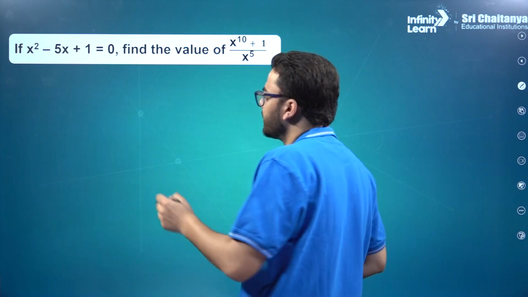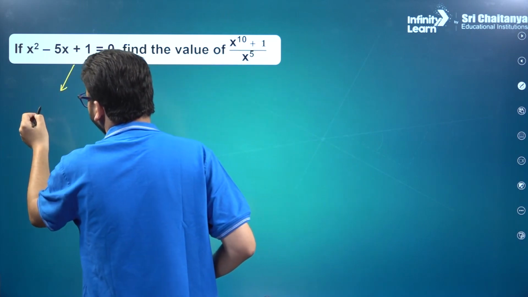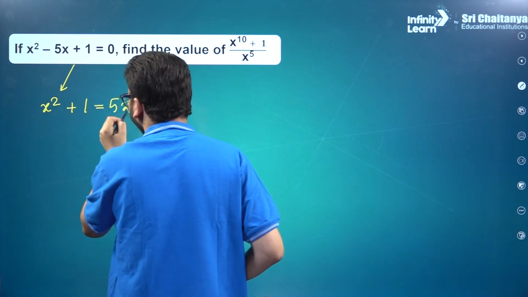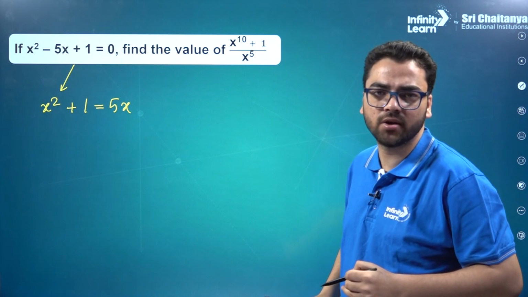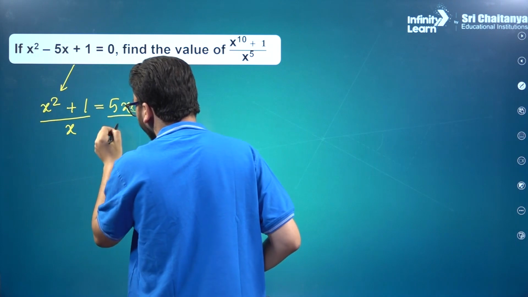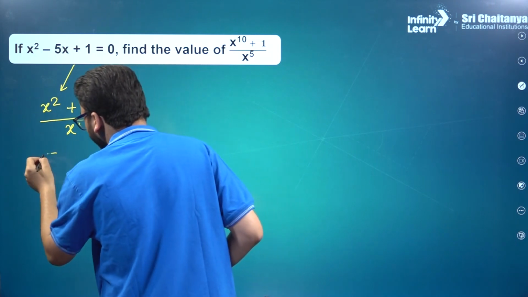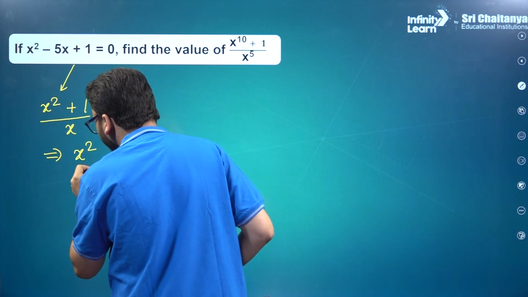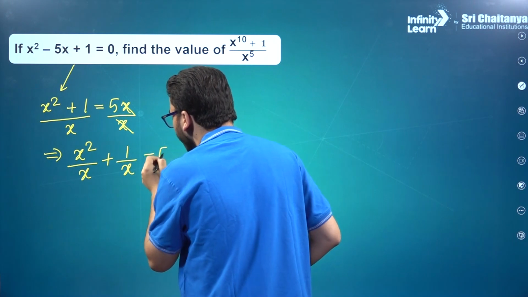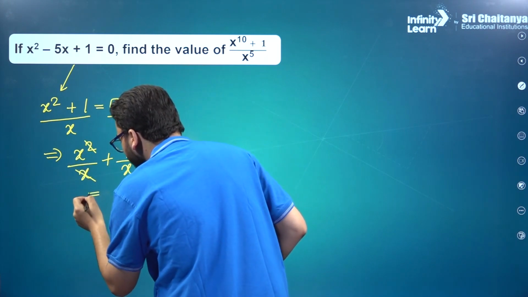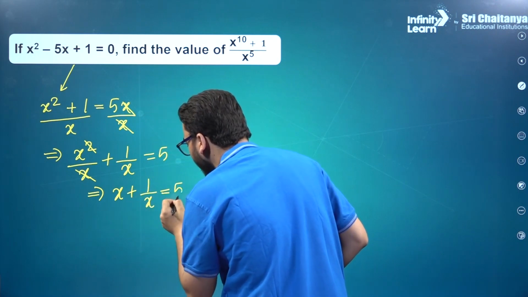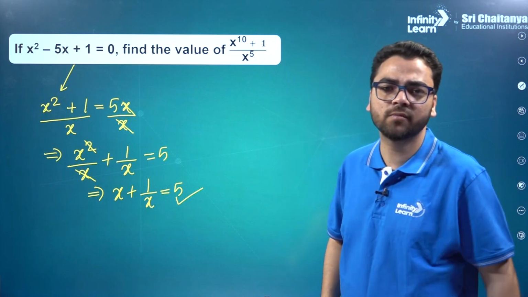Let us simplify this thing first. So you see over here, can I write it like this? x square plus 1 is equal to 5x. Now can I divide by x on both the sides of this equation? I can divide by x, this will get cancelled out. Now over here, can we separate it out? x square upon x plus 1 upon x is equal to 5. So from here we can write x plus 1 by x is equal to 5.